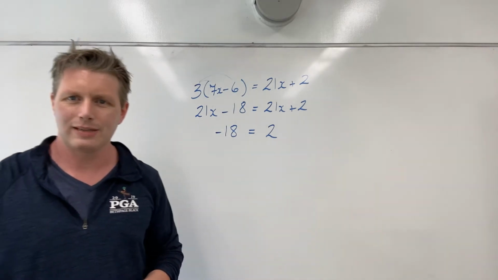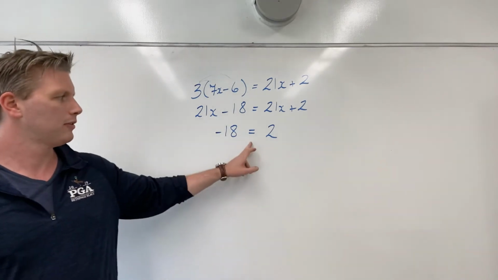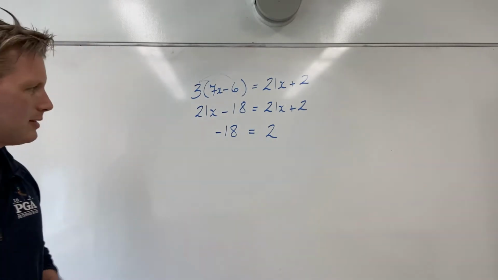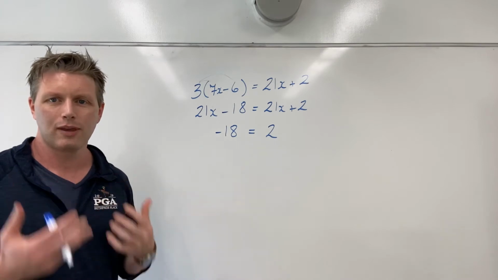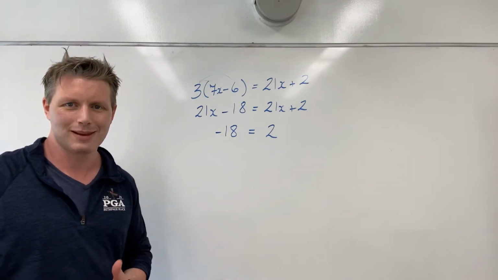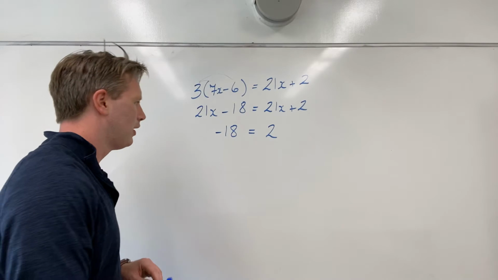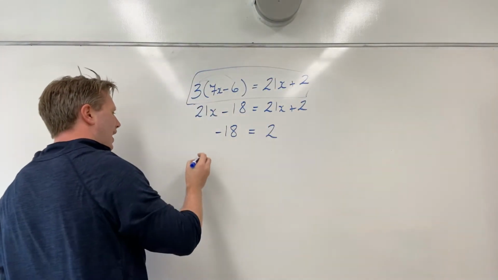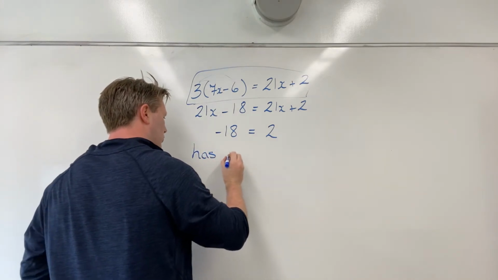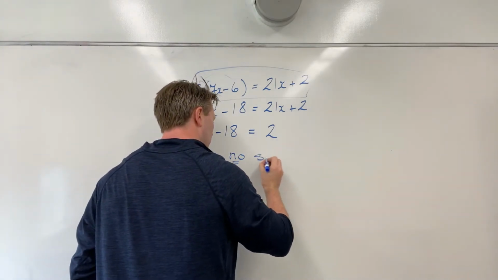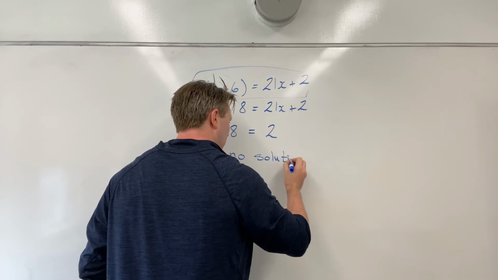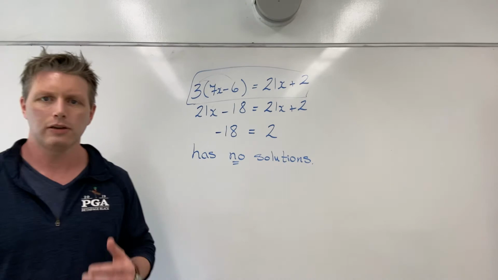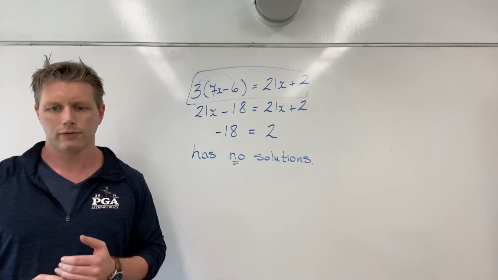Wait a second, negative 18 is equal to 2. That makes no sense. This is not possible. When is negative 18 equal to 2? The answer is never. Negative 18 is never equal to 2. And so this original equation has no solutions. So this linear equation has no solutions, and that is perfectly possible. It is possible to have a linear equation that does not have solutions.